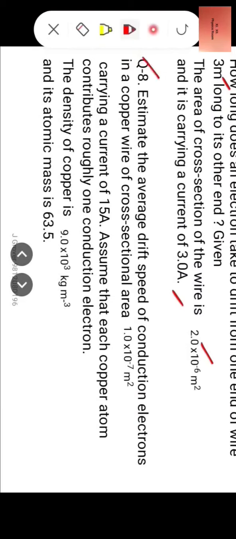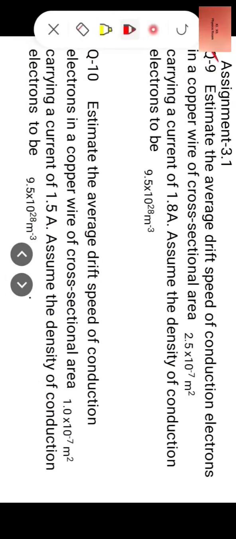Question number 8. Estimate the average drift speed of conduction electrons in a copper wire of cross-sectional area 1.0 into 10 raised to the power minus 7 meter square, carrying a current of 15 ampere. Assume that each copper atom contributes roughly 1 conduction electron. The density of copper is 9.0 into 10 raised to the power 3 kg per meter cube, and its atomic mass is 63.5.